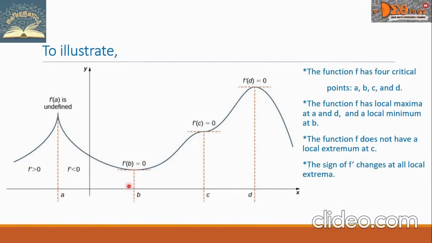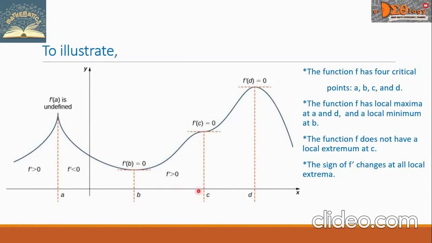Now let us consider point B. On the left side of B, the graph is decreasing, while the right side of B, the graph is increasing or going up. So it means to say, on the left side of B, the derivative is negative, while the right side of B, the derivative is positive.